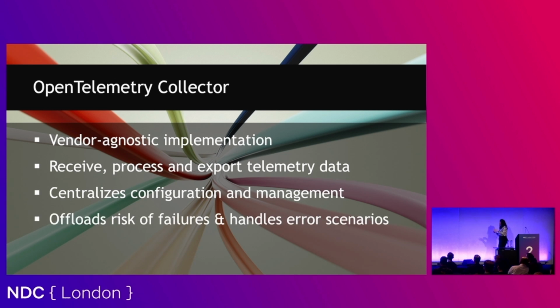It also offloads those risks of failures and handles those error scenarios. So if it can't communicate with the observability backend, it can just retry and hang on to that data a little bit longer, for example. And it also allows you to start scaling per signal. If you're saying, we're doing mostly distributed tracing now, just a little bit of logging, then you can tweak those things independently.